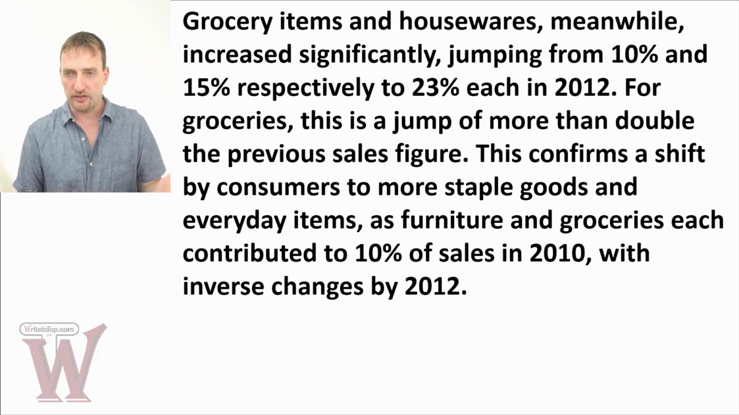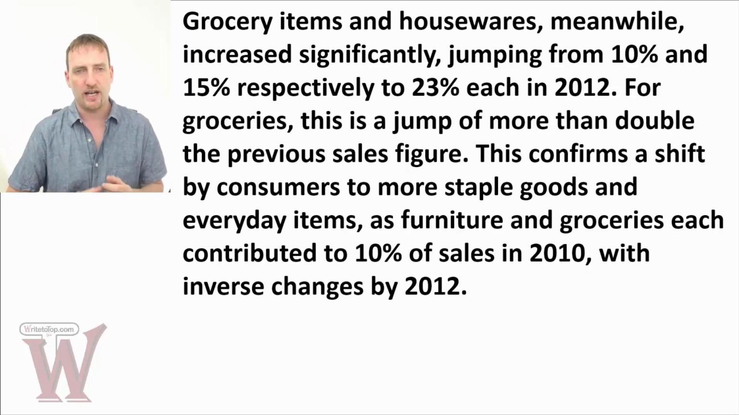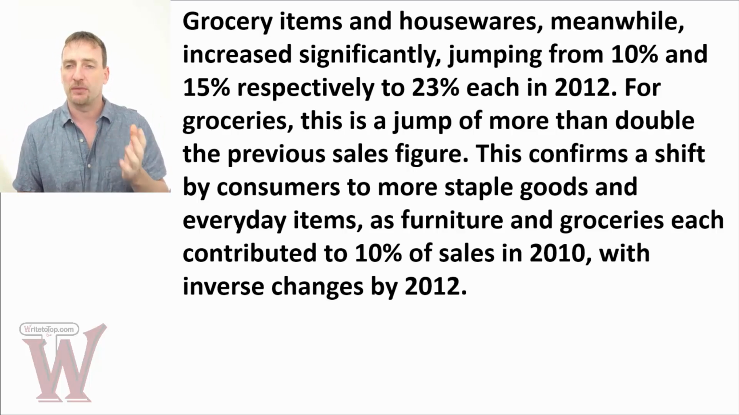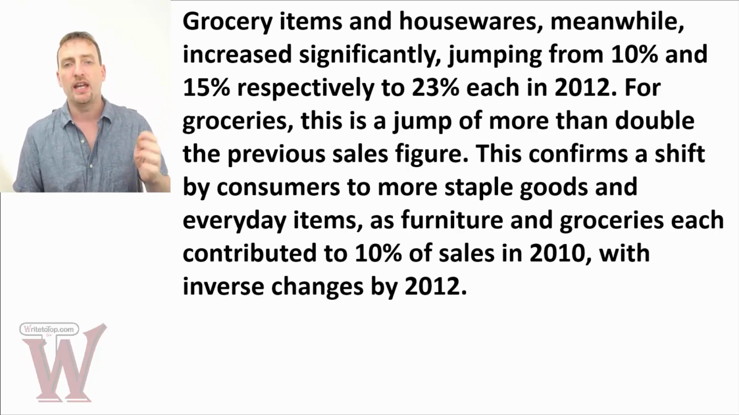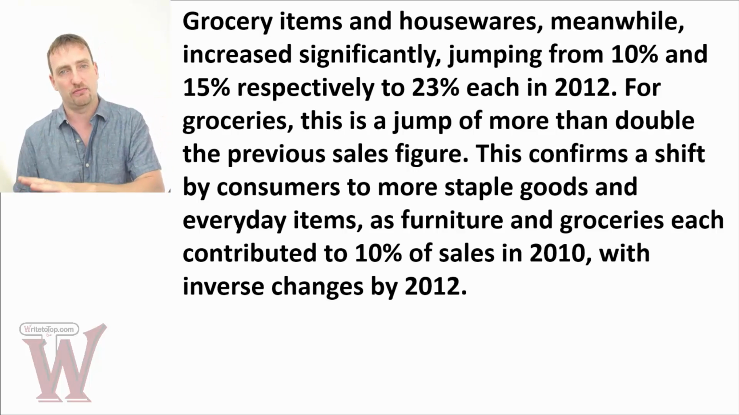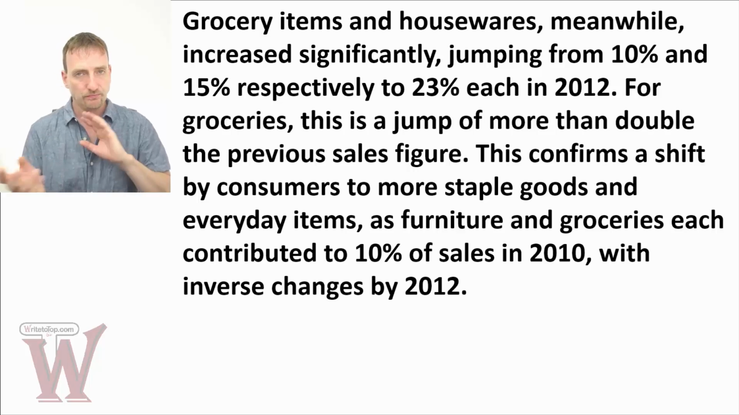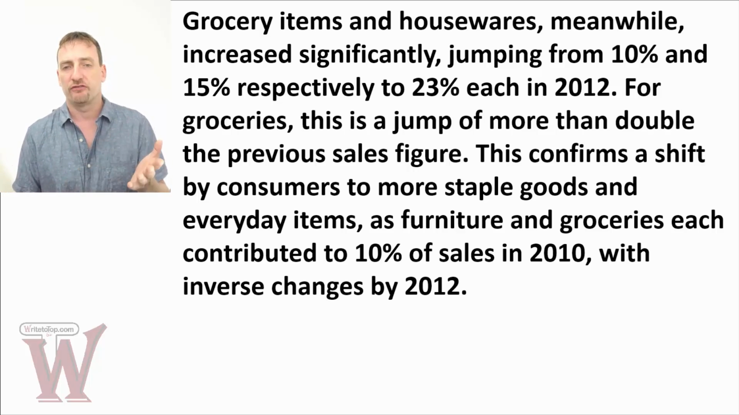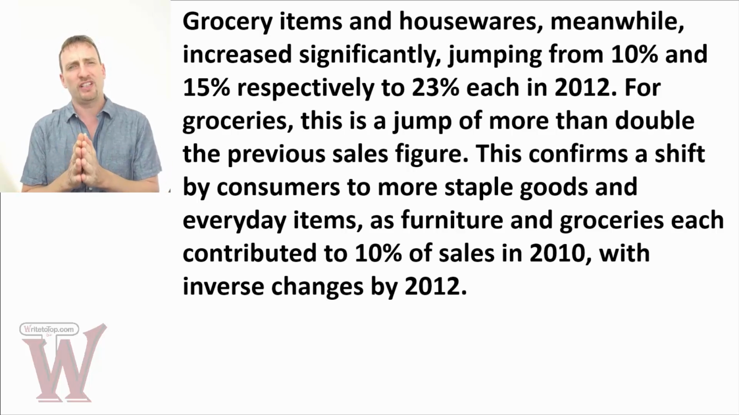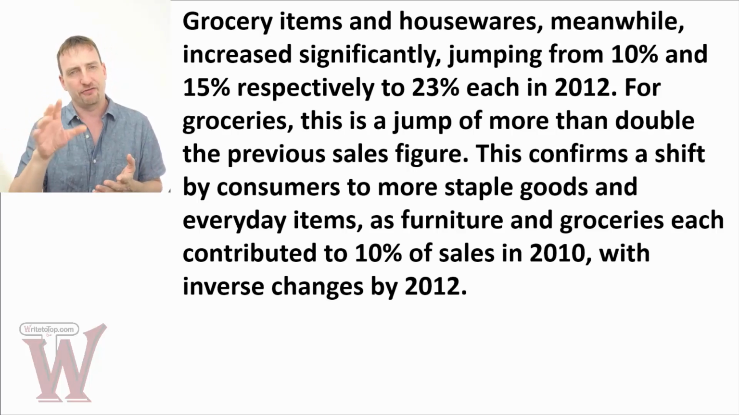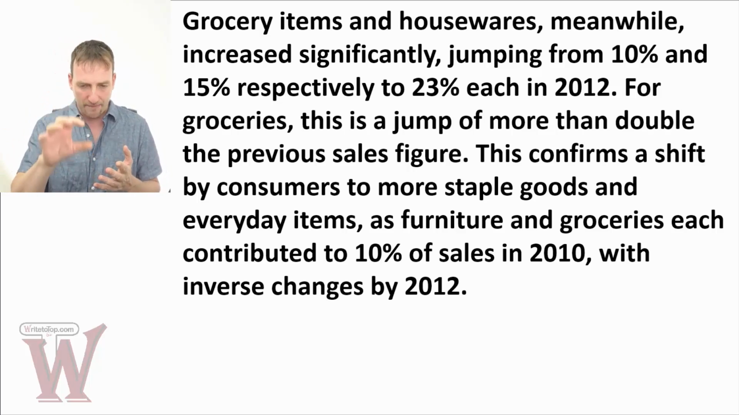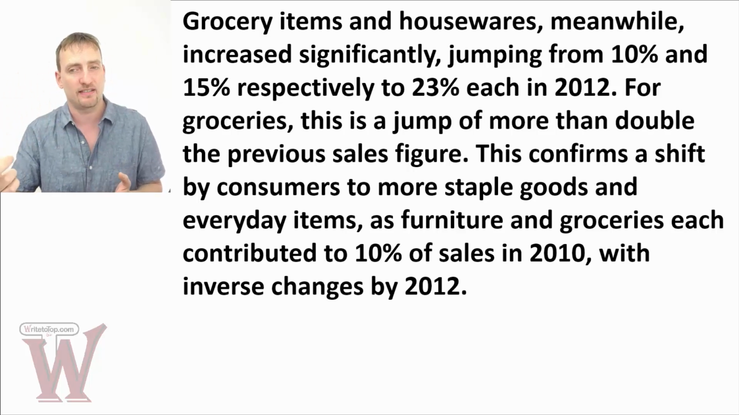Grocery items and housewares, meanwhile, so meanwhile shows a contrast, increased significantly, jumping from 10 and 15% respectively, 10 for grocery, 15 for housewares, respectively, to 23% each, because they're the same in 2012. Again, showing the change. For groceries, this is a jump of more than double the previous sales figure. Now, I don't really need to say this sentence. It's obvious from 10 to 23. It's very clear. There's a reason I put this sentence in. I'm focusing on this jump because of the next sentence.